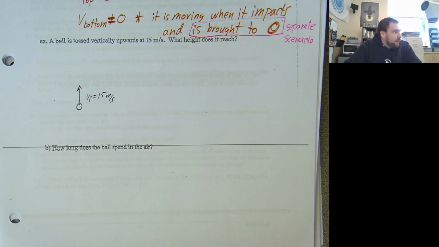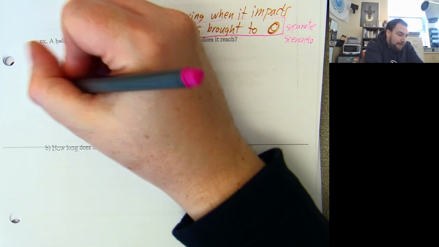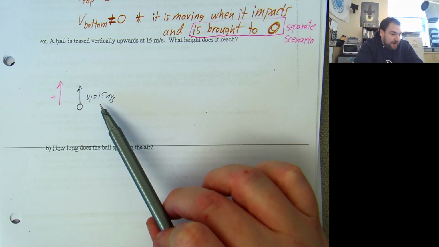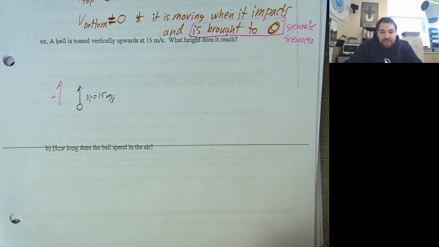So what direction do you want positive to be? Sure, okay. So if up is positive, and that initial velocity is up, then that is just going to be positive 15 meters per second. What else do we know is true for a ball being thrown through the air?